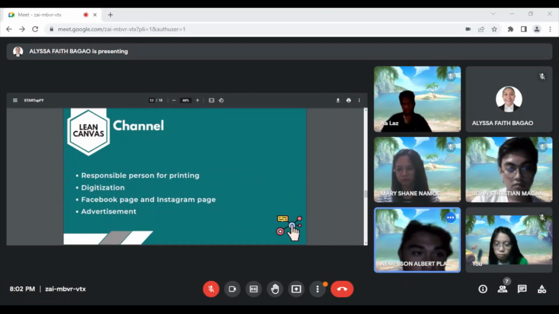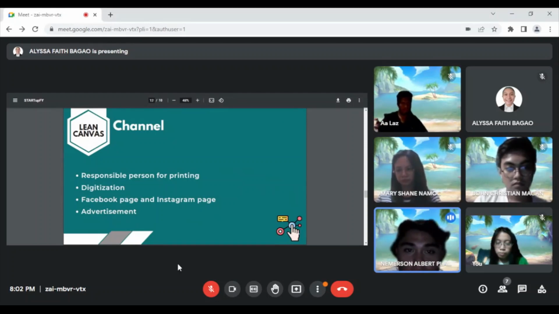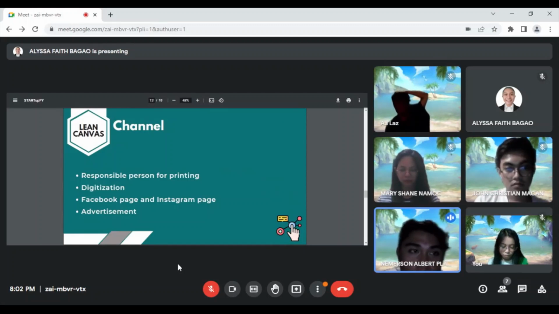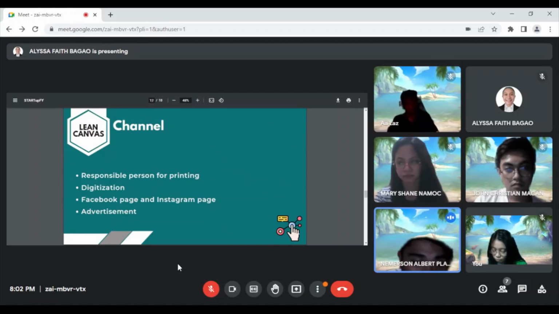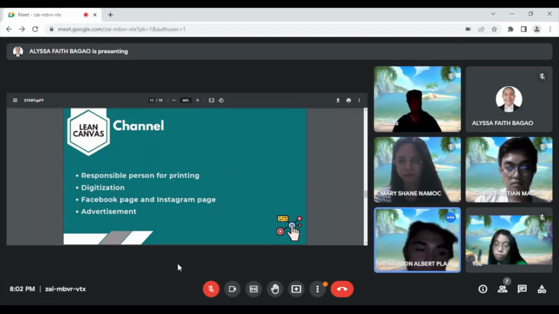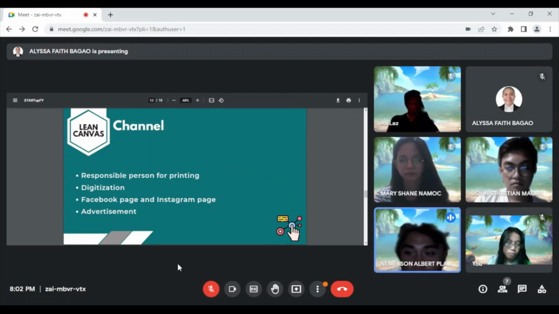For channel, these are the marketing and advertising methods that we are going to use to reach customers, basically the focus on it and which one are best and how we are reaching them now. For channel, first, responsible person for printing. Second, digitization. The third one is the Facebook page and Instagram page. The last is the advertisement. The next slide, please.